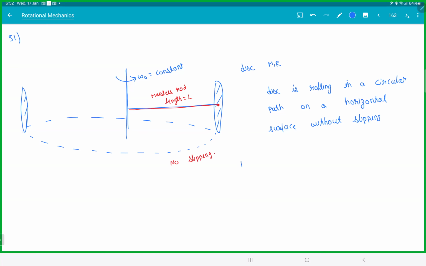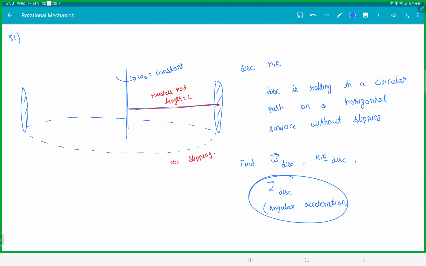This is a pretty good one, right? Find omega of the disk. Find kinetic energy of the disk. Find angular acceleration of the disk. This would be a very good one. Alpha of the disk. Let's get this.